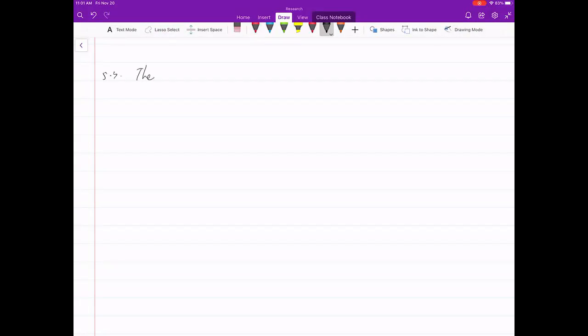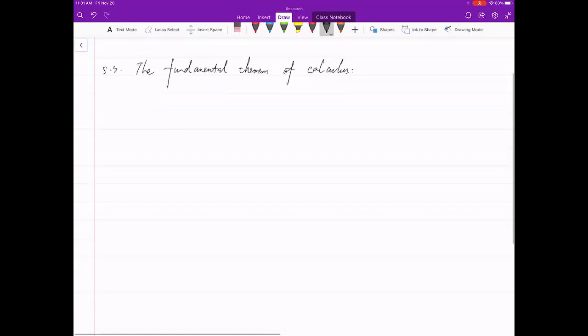5.3, the fundamental theorem of calculus. We talk about Isaac Newton and Gottfried Leibniz. One of them did it from the left to the right by finding the area under the curve. The other one did it from the right to the left by taking the derivative to find the velocity and accelerations. Magically, these two are the same thing.